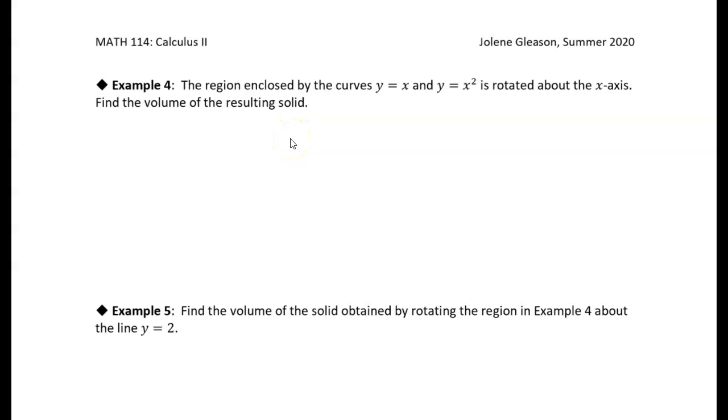In this example, we're asked to rotate this region bounded between two curves. So we've got two curves, y equals x and y equals x squared, and we want to rotate them about the x-axis and find the volume of the resulting solid.